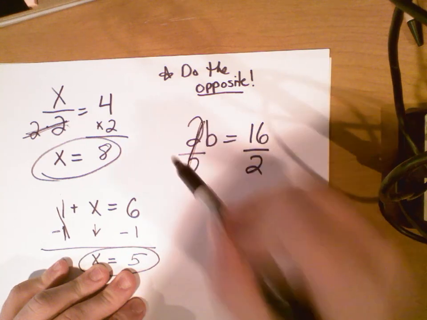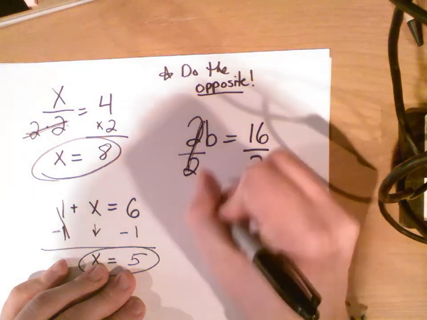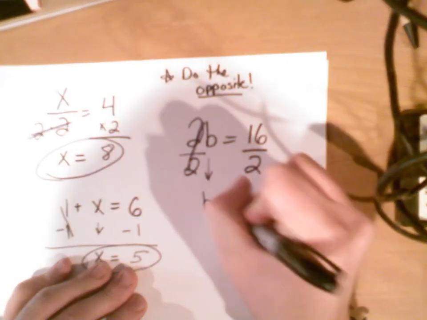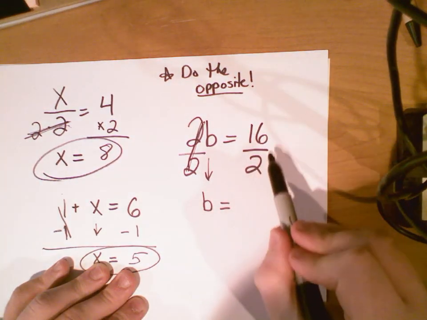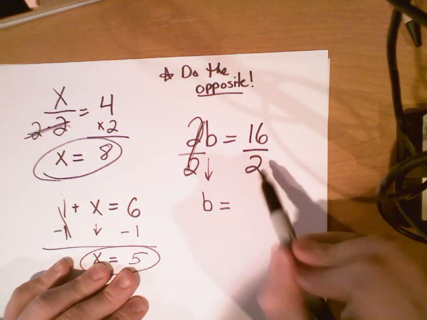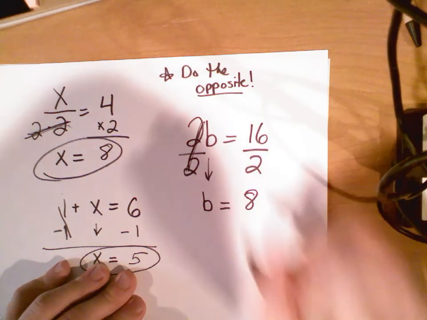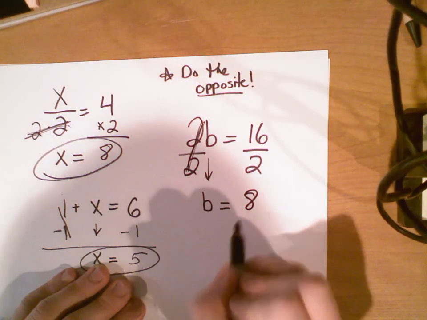That doesn't make any sense. We don't need to worry about that. Bring the b down. B equals, and then you have your math here. 16 divided by 2 is 8. B equals 8.